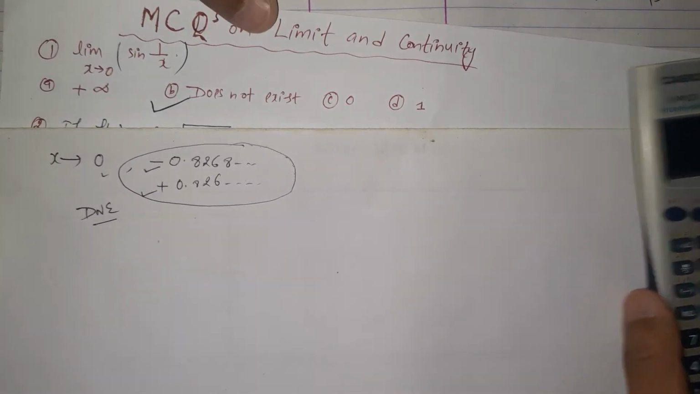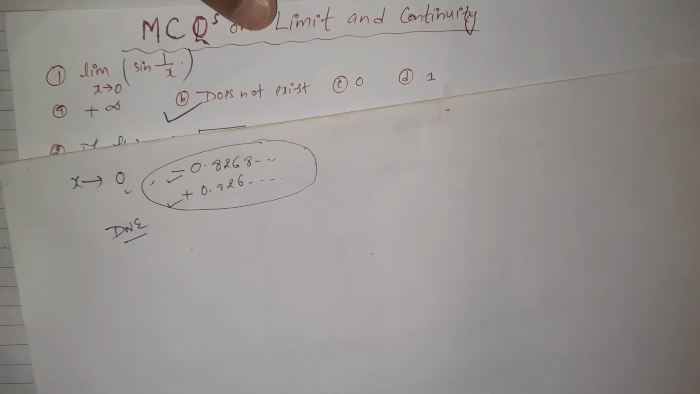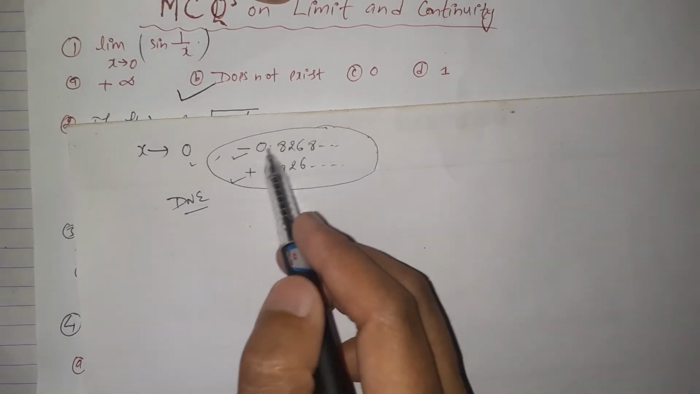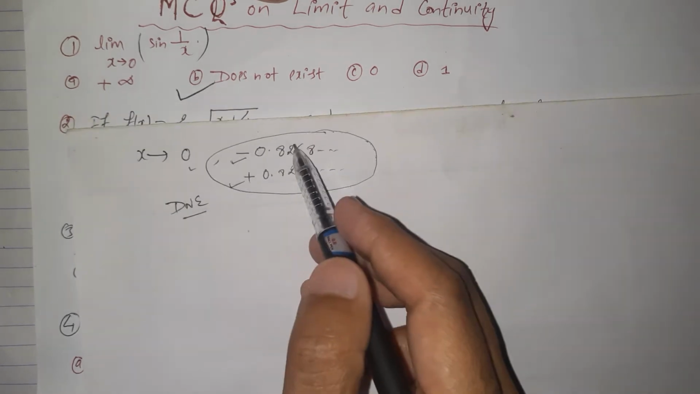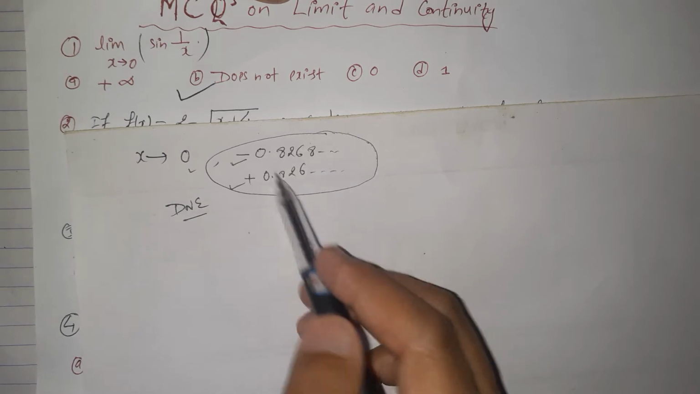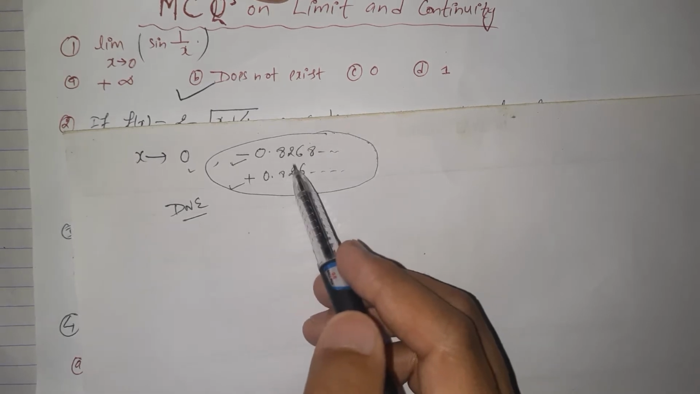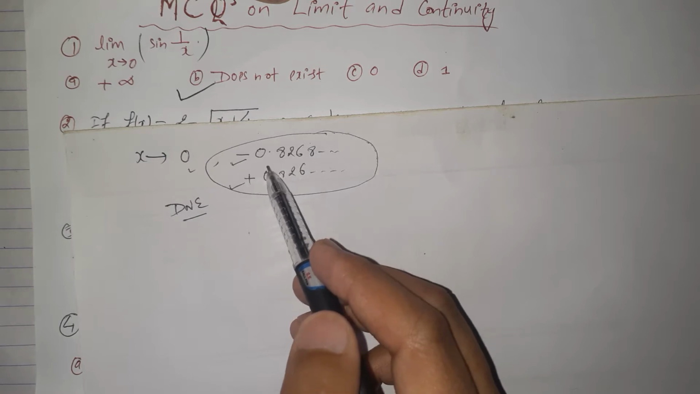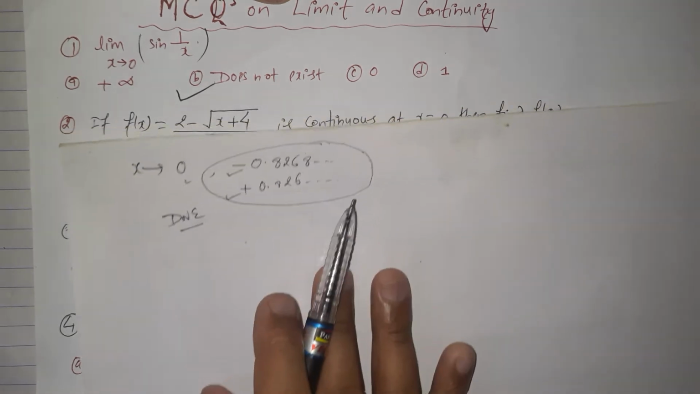Limit does not exist for this function. If the functional values are the same, then there will be the existence of the limit, and this functional value will be the limiting value. But here the functional values are different, so the limit does not exist.